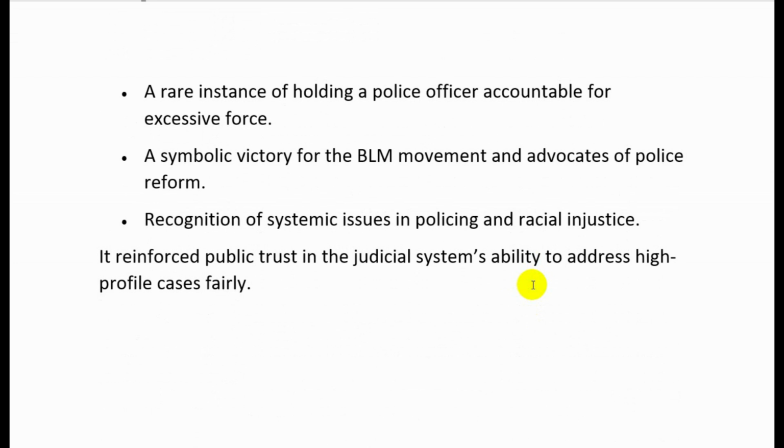It was a symbolic victory for the Black Lives Matter movement and also for advocating police reform. Recognition of systemic issues in policing and racial injustice. It reinforced public trust in the judicial system's ability to address high-profile cases fairly.